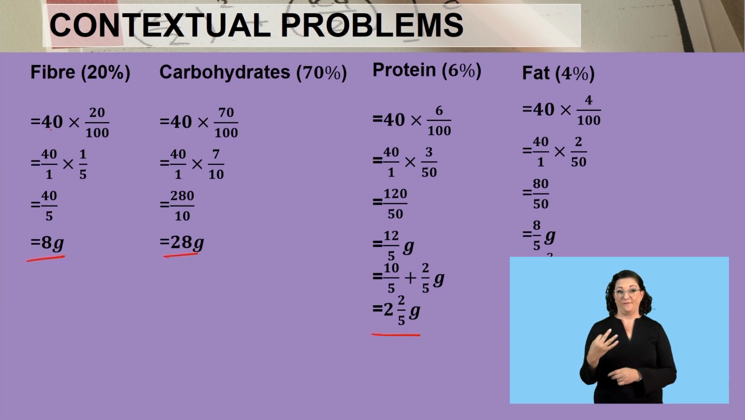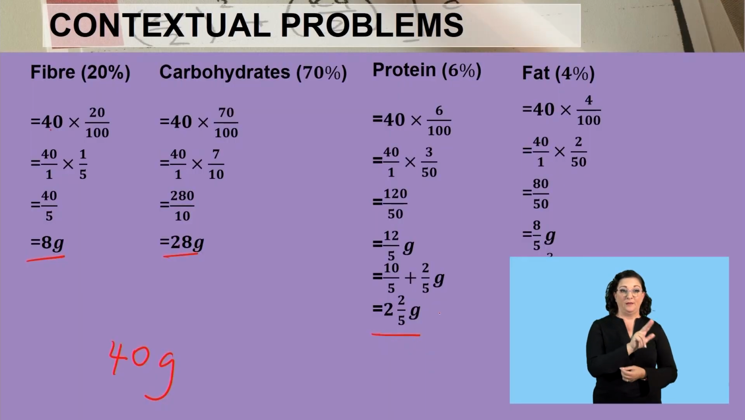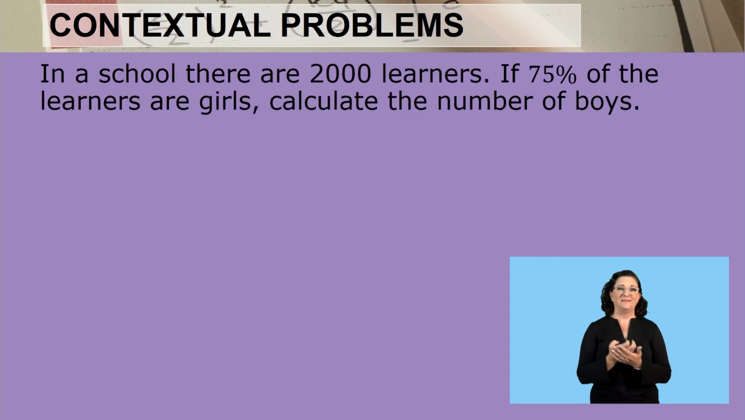The biggest thing is, as soon as we have all these values, they must add up to 40 grams. If they don't, you must know there's something that we did wrong. So if you add 8 to 28 and 2 and 2 out of 5 with 1 and 3 out of 5, all these will then give us a total of 40 grams. Let's look at this example now.